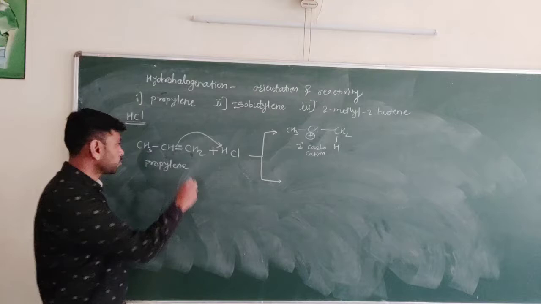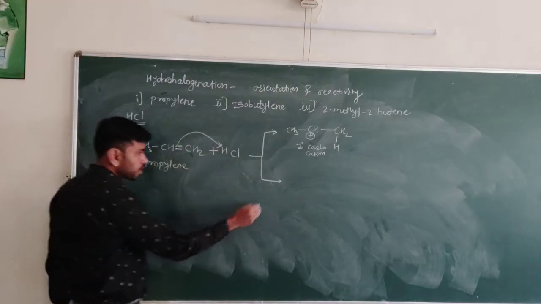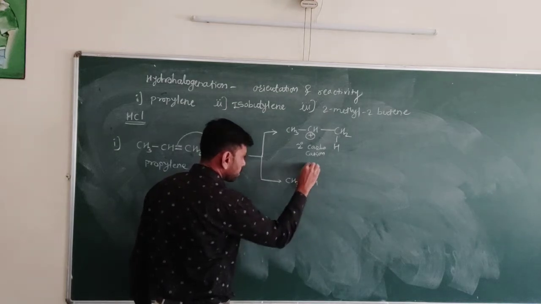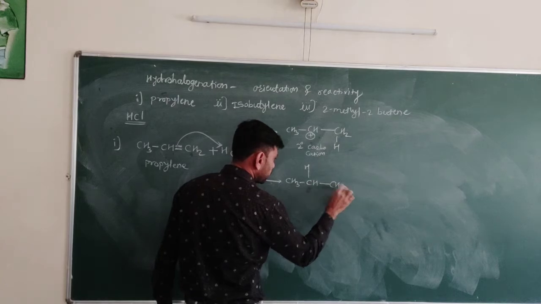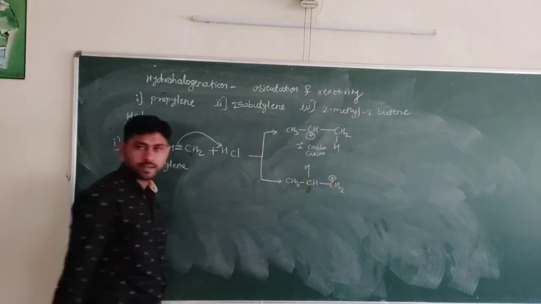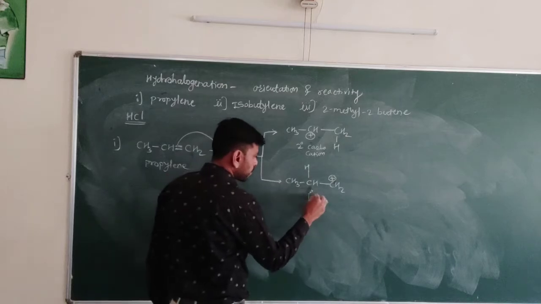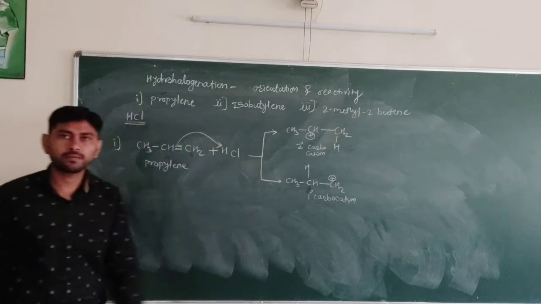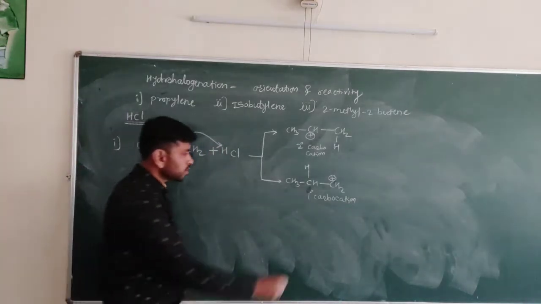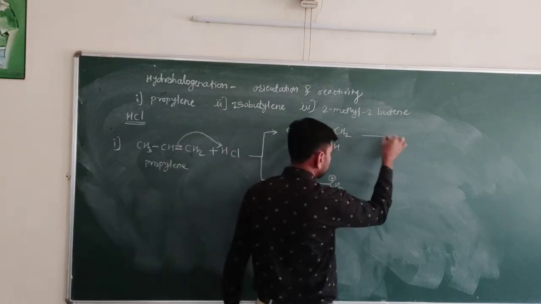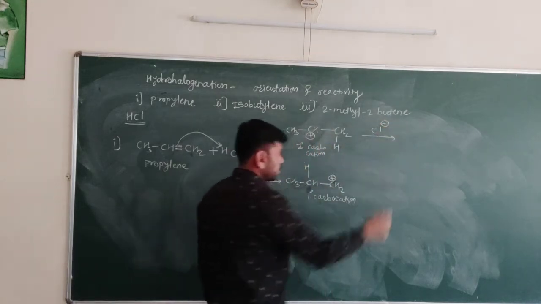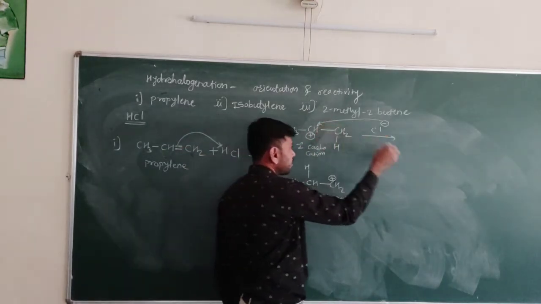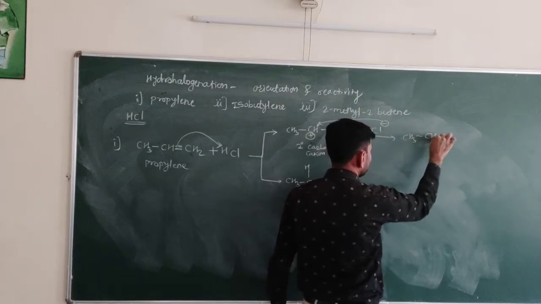So the secondary carbocation formation took place. And if this hydrogen attaches to this carbon, then we get CH3, CH2, and a carbocation here. This carbocation is a primary carbocation. Now this carbocation, in the next step, has attachment of a base. So this base, Cl, attacks this carbocation.